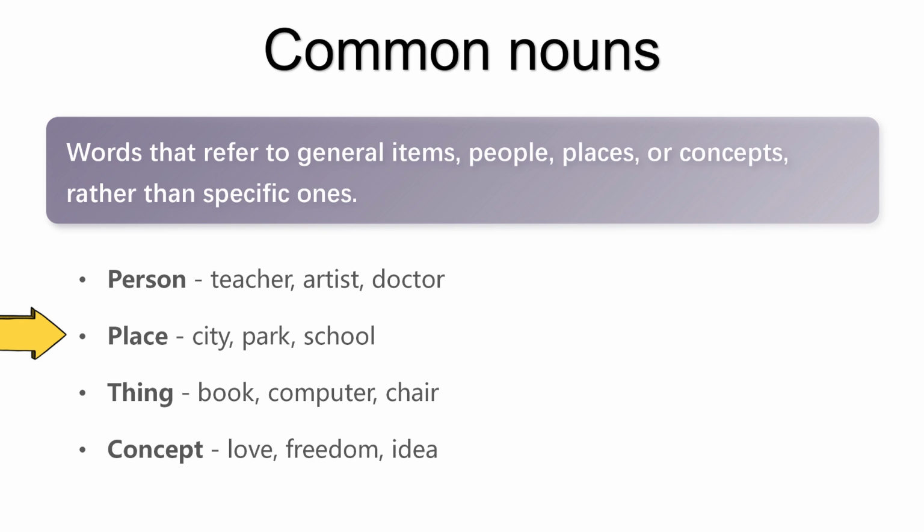Next, we have places. Common nouns for places include words like city, park, or school. Again, these are broad terms that describe types of locations without mentioning any particular city, park, or school by name. We also use common nouns to talk about things. For example, book, computer, and chair are all common nouns. Lastly, common nouns can describe concepts or ideas. Words like love, freedom, or idea are abstract concepts that we all understand, but don't refer to anything or anyone in particular.